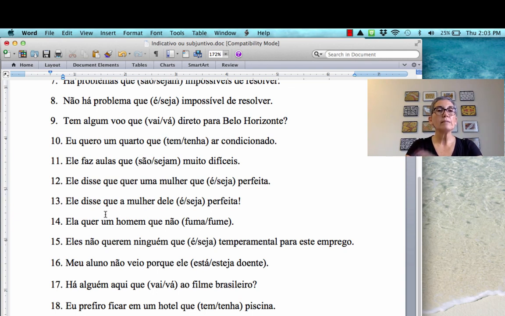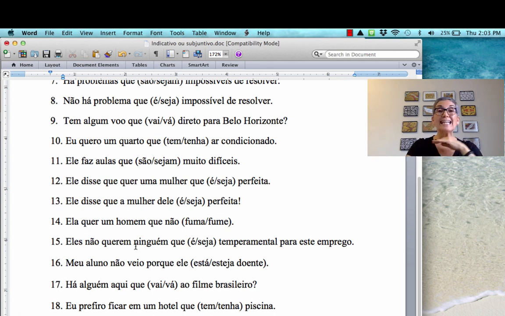Ele quer um homem, so you have the verb querer. She wants a man that does not smoke. So, the verb querer indicates doubt, lack of knowledge if this person exists or not, so you're going to use the subjunctive. Ela quer um homem que não fume.